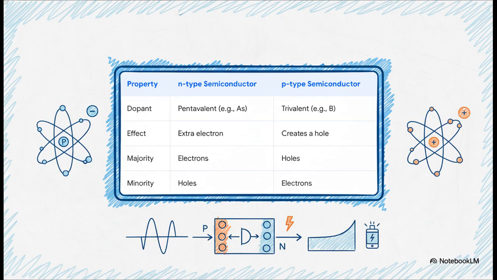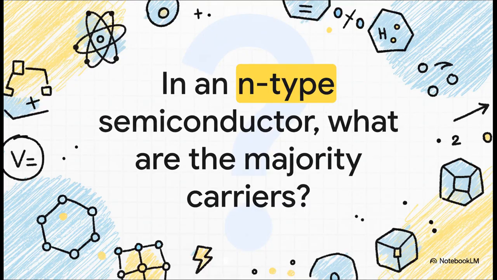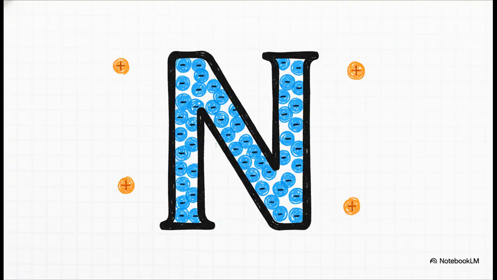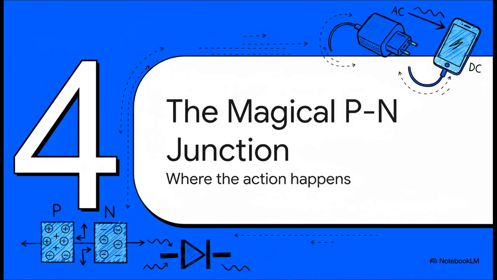P for positive. Okay, bacho, pay attention. This is a very common exam question. Let's see the answer and get those easy marks. See? It's so simple. In N-type, N is for negative, so electrons are the majority. Easy peasy.